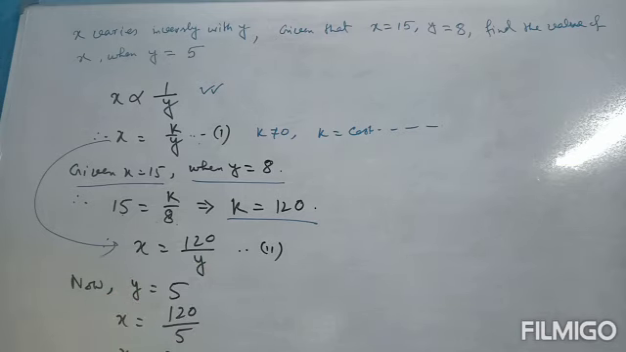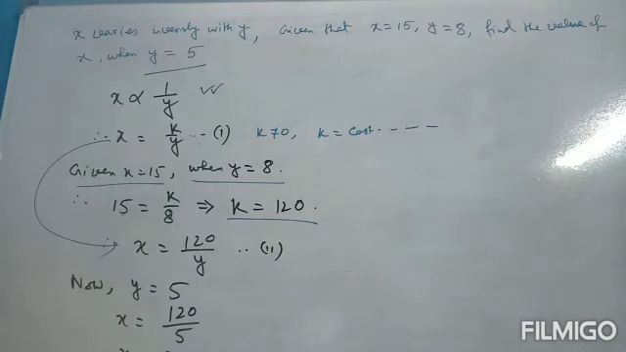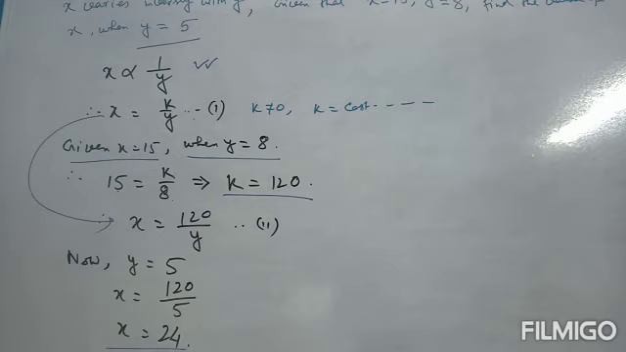Now second part, value of y is given, value of y is 5, we have to find out the value of x. Just put the value of y is 5 in this equation, 120 by 5, then we get x is equal to 24. If y is equal to 5, then value of x is 24. Okay, very easy sum. This is the problem of inverse variation.